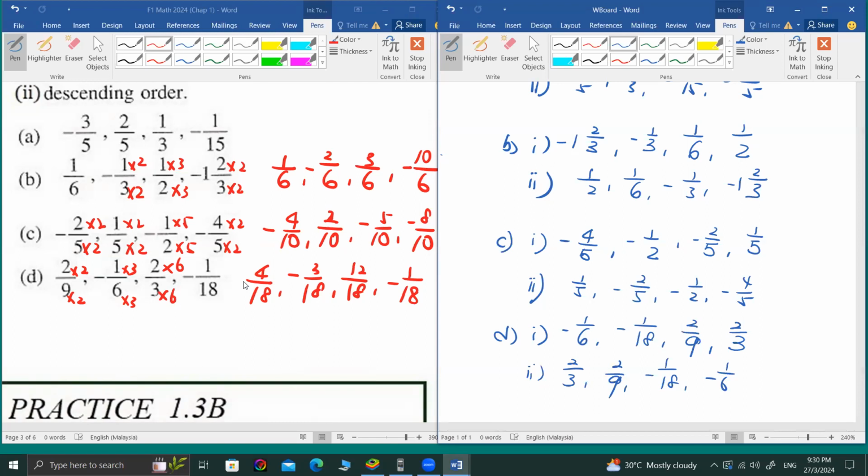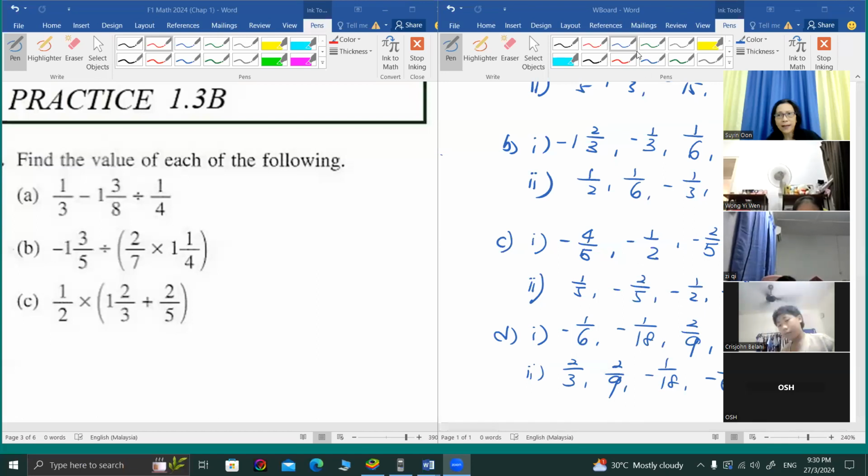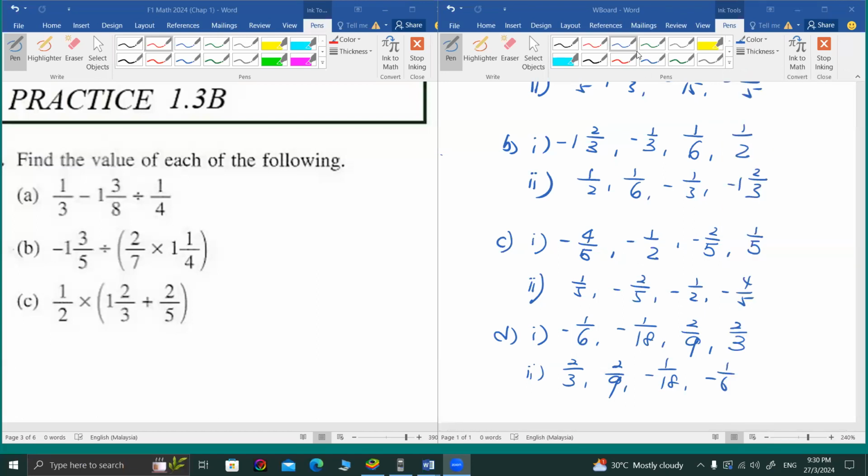Can I know which of your schools do not allow you to use a calculator? Still got school, right? Because last year, I know some of the Form 1 students were not allowed to use a calculator. How many of you are not allowed to use a calculator? Can use? Oh, some schools, chapter 3 only can use. Chapter 1, 2 cannot. So you have to show the solution.